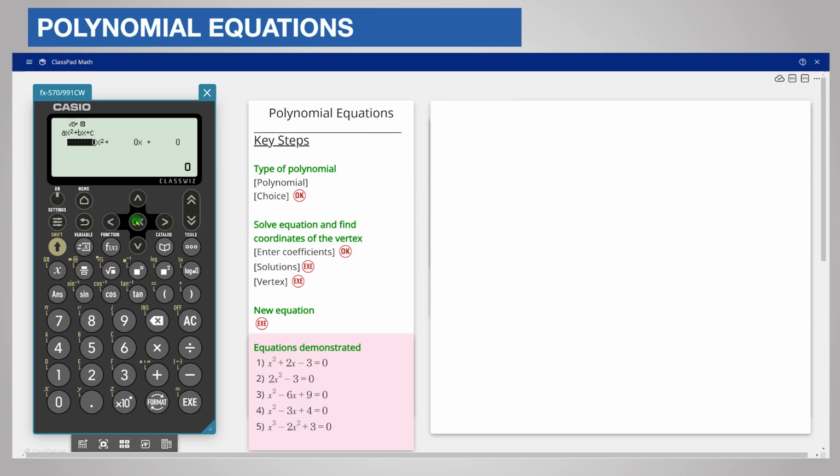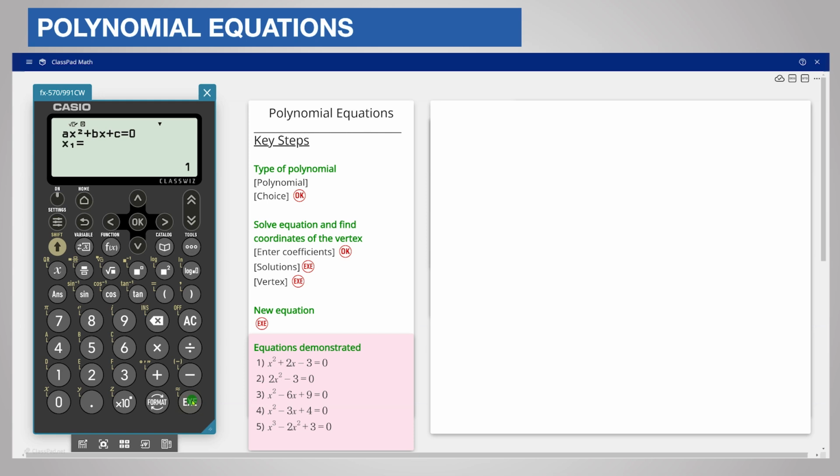The coefficient of x squared in equation 1 is implied to be 1, so enter this and press OK or the execute key. Now enter the coefficient for x, which is 2. Finally, enter the constant, which is -3. You can use negation or subtraction for negative numbers. Calculate the solutions to this equation by pressing the execute key.